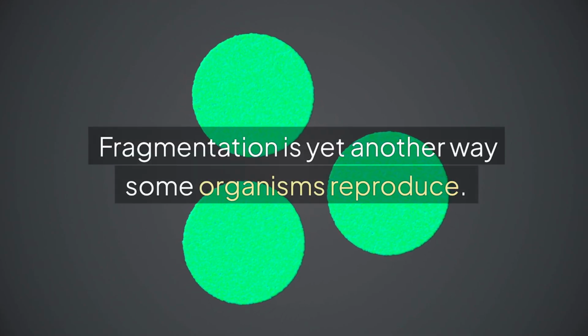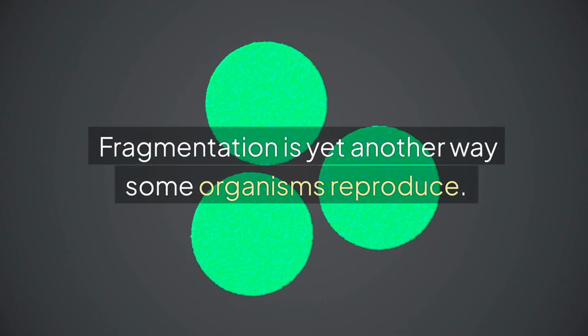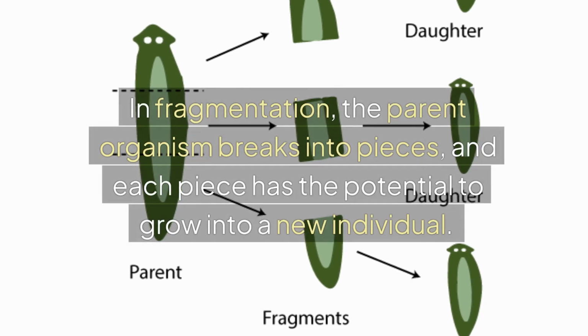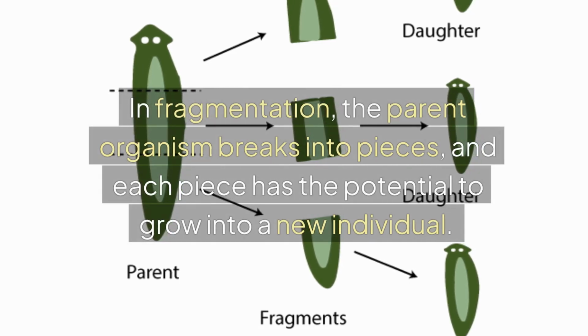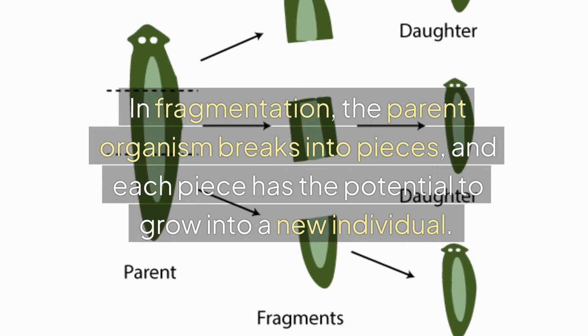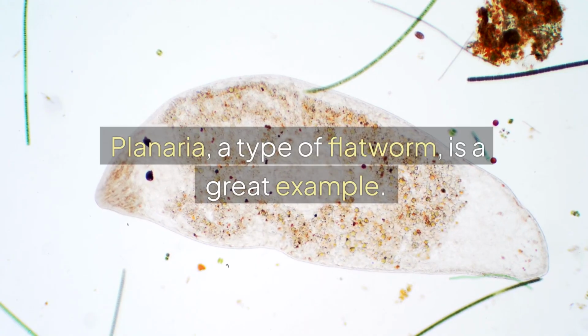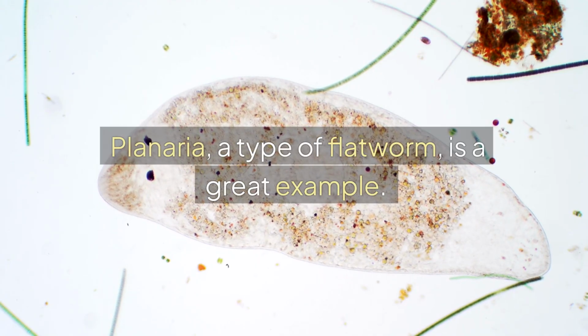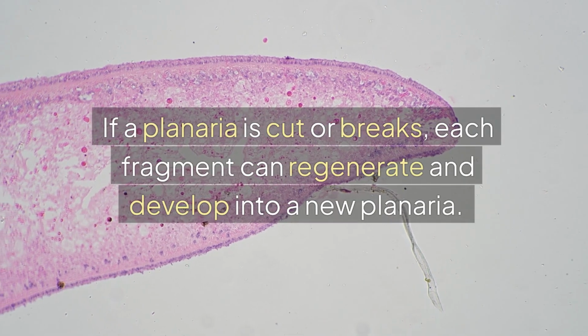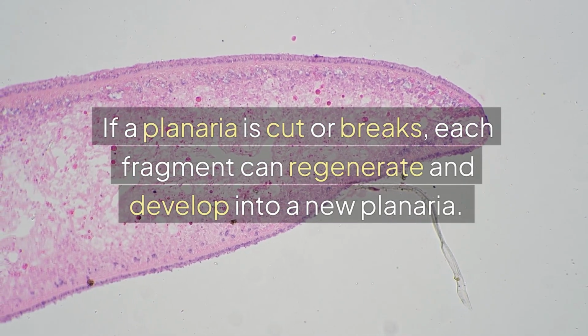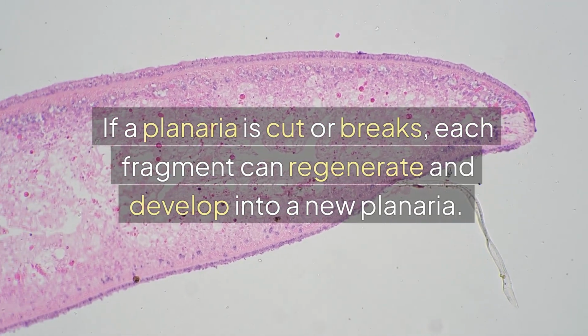Fragmentation is yet another way some organisms reproduce. In fragmentation, the parent organism breaks into pieces, and each piece has the potential to grow into a new individual. Planaria, a type of flatworm, is a great example. If a planaria is cut or breaks, each fragment can regenerate and develop into a new planaria.